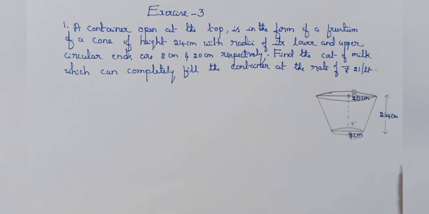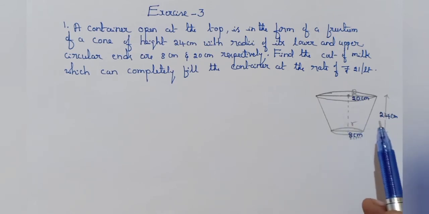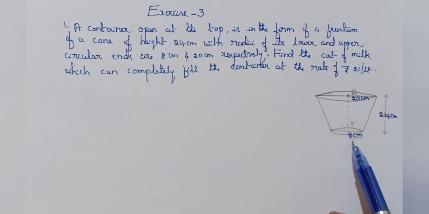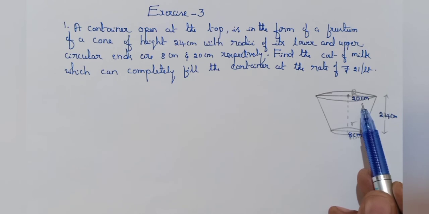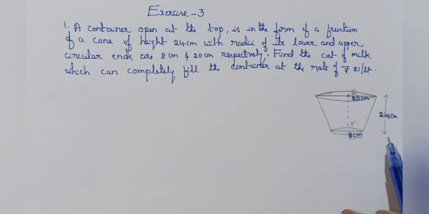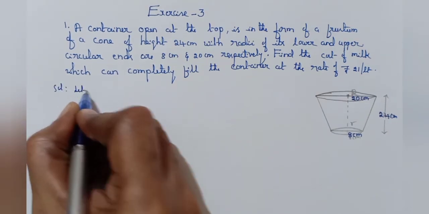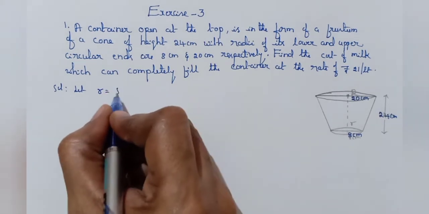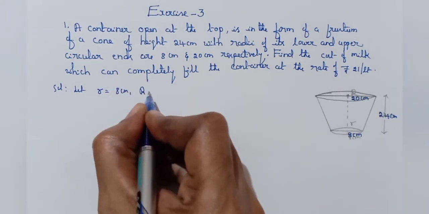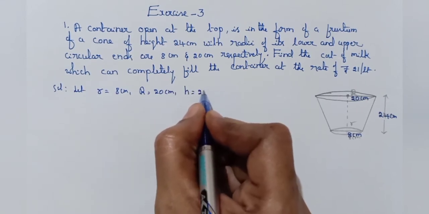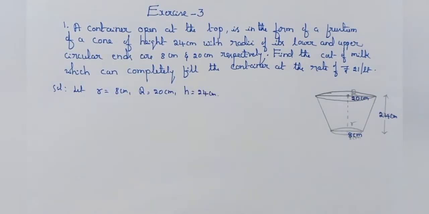See, the container is in the shape of a frustum. The radii of the upper and lower ends are given. Let small r be 8 cm and capital R be 20 cm, and the height of the frustum is 24 cm. Right? Small r is equal to 8 cm, capital R is 20 cm and height of the frustum is 24 centimeter.